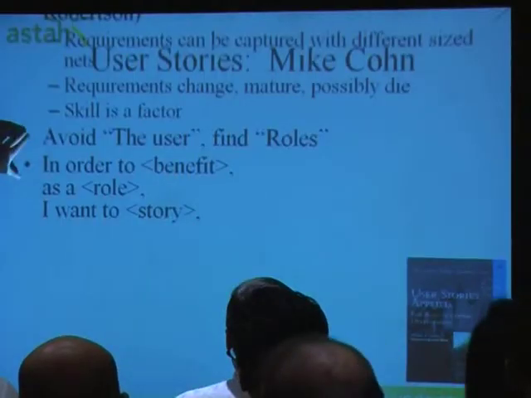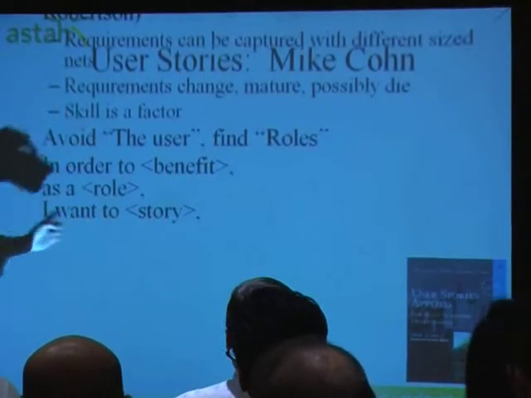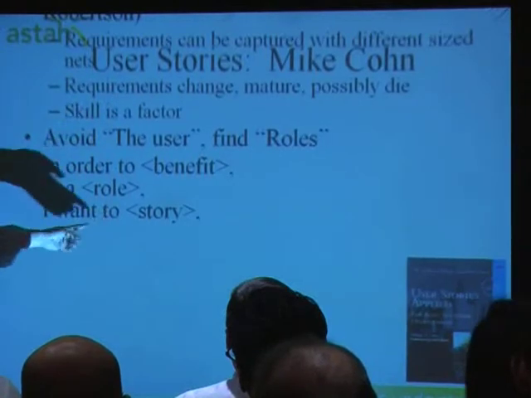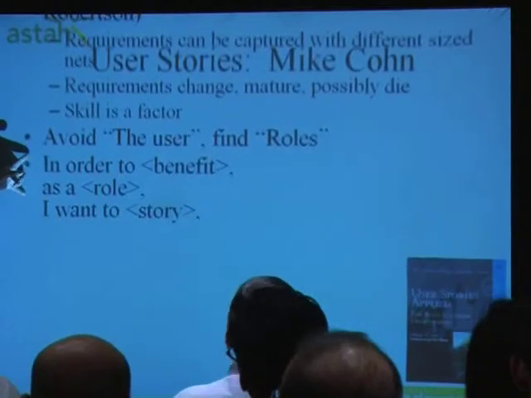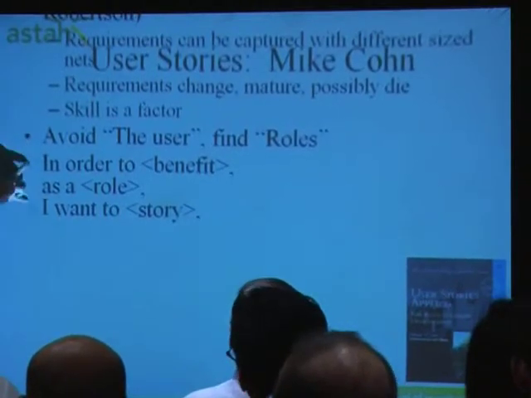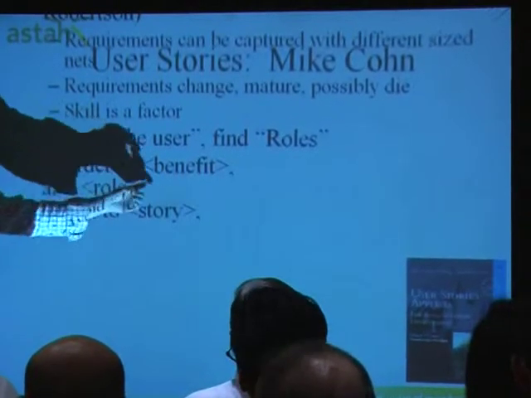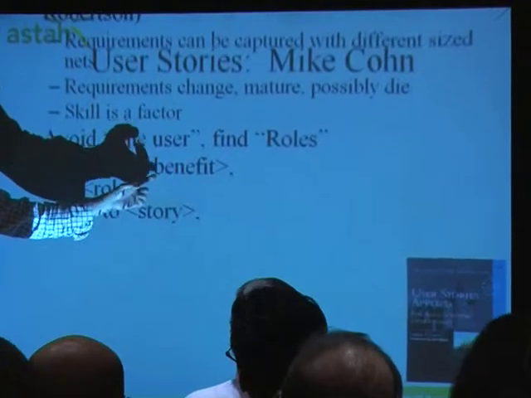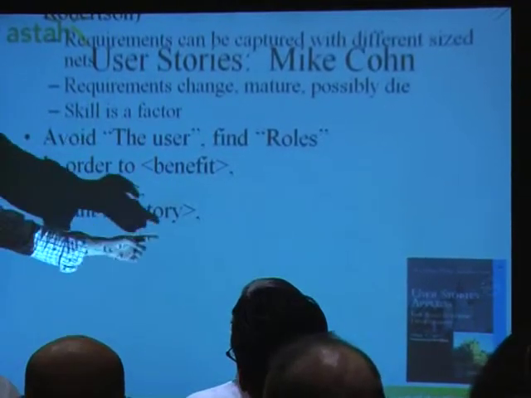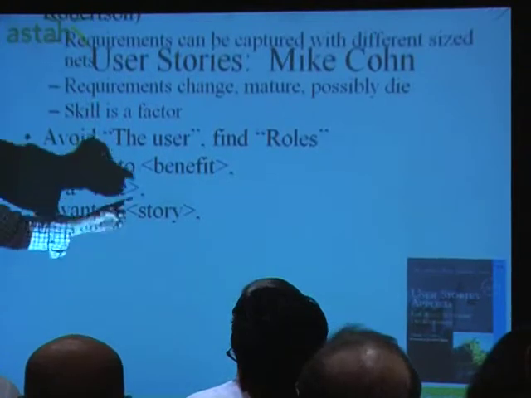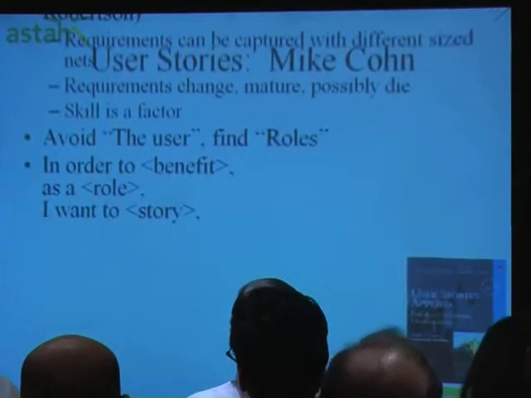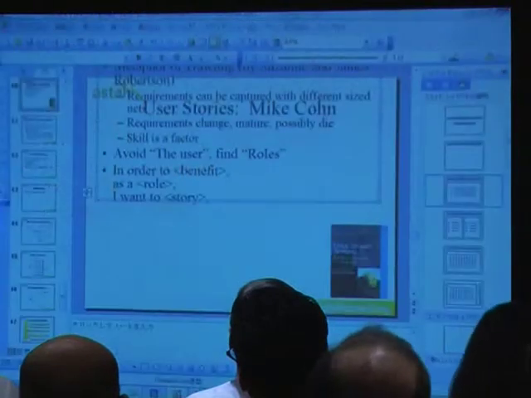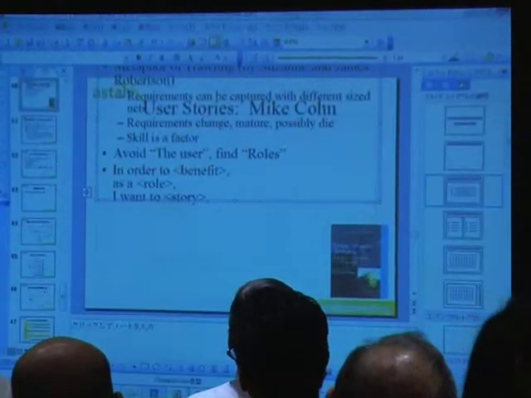Here. In order to do something, as a someone, I want to do something. This is the canonical form of a user story. Very simple, but the point is this part: in order to do something. So you can do something else if you can have this benefit. So you can choose between solutions. That's one key idea in this.